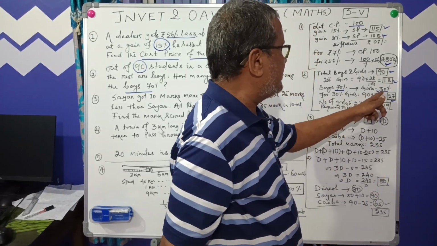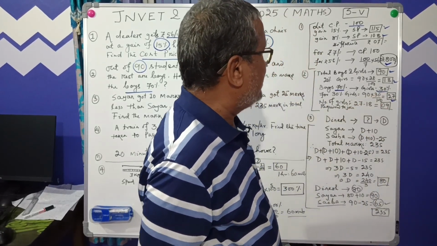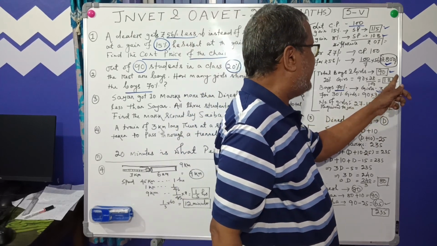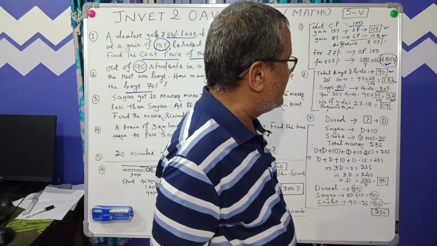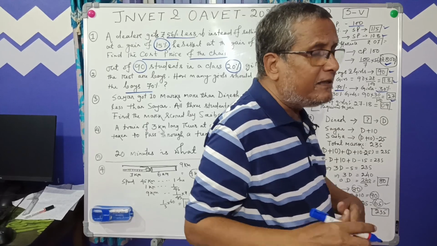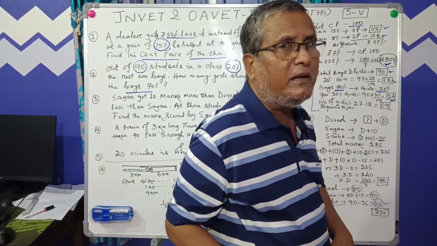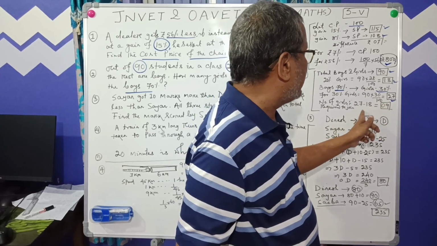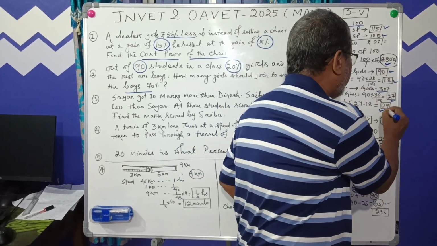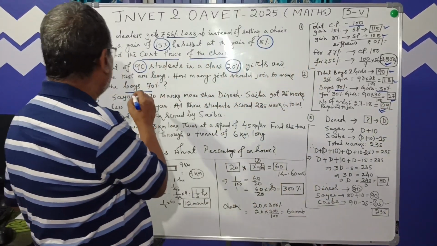So 90 into 30 by 100, you see, 27. So there are 18 girls in the class, and if we want to increase the number to 27, or to 30%, how many girls are required? So 27 minus 18, 9. 9 is very simple.